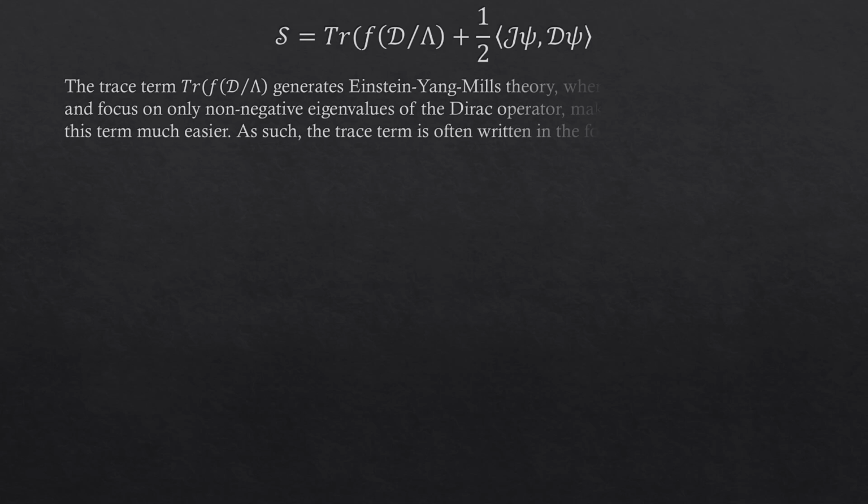The trace term generates Einstein-Yang-Mills theory, where we can neglect chirality and focus only on non-negative eigenvalues of the Dirac operator, making our ability to study this term much easier. As such, the trace term is often written in the following form.